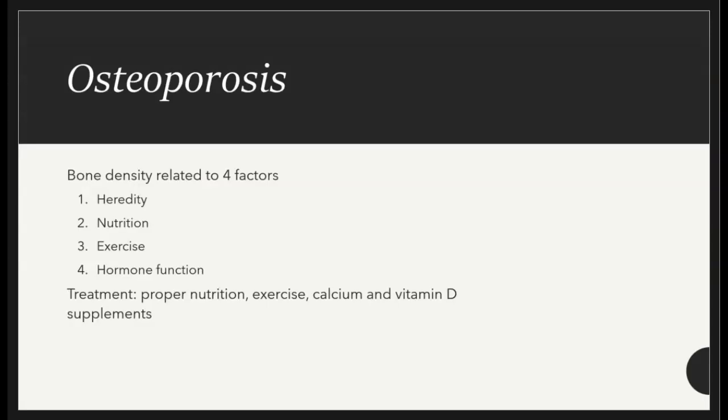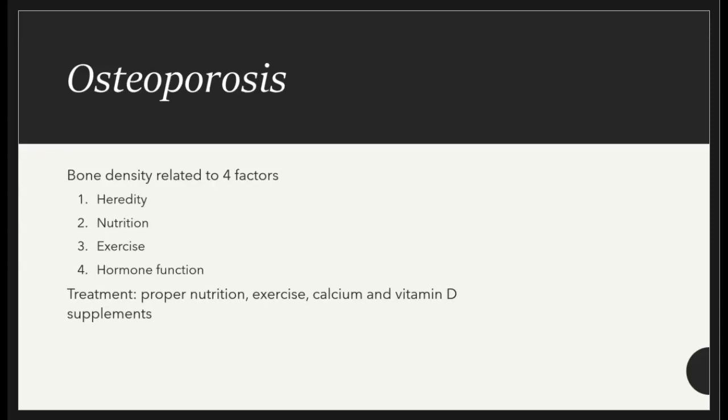And so, like I said, there's that table that talks about the risk factors, but bone density is usually related to 4 factors. So there's a heredity aspect to it, or a genetic aspect. There's a nutrition aspect to it, exercise, and then hormone function. And so bone loss is inevitable as we get older. It's just going to happen, but we can decrease the rate of that loss by helping to impact these factors.